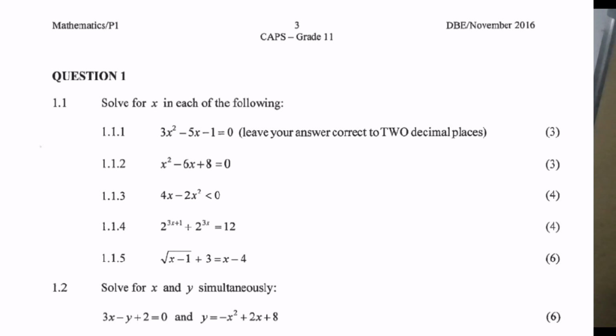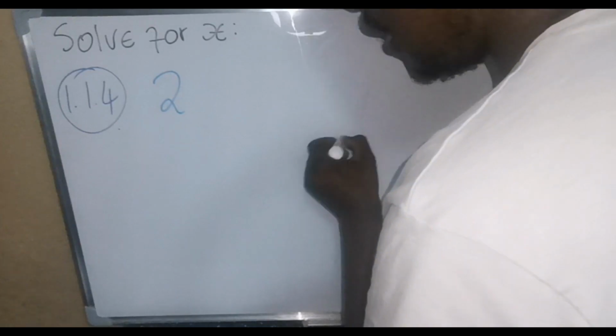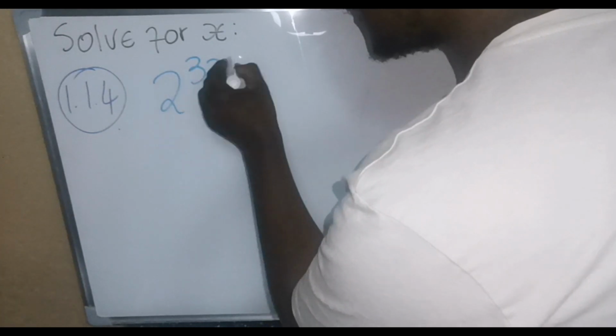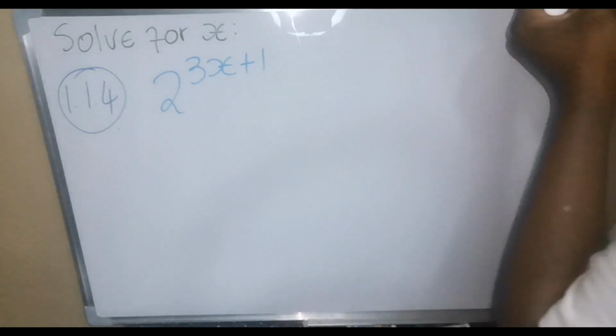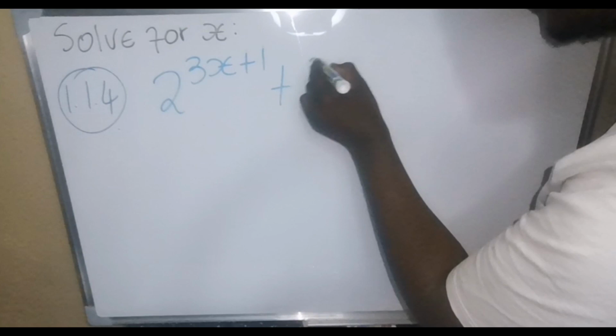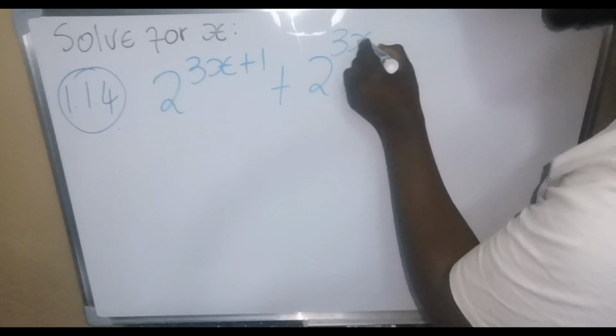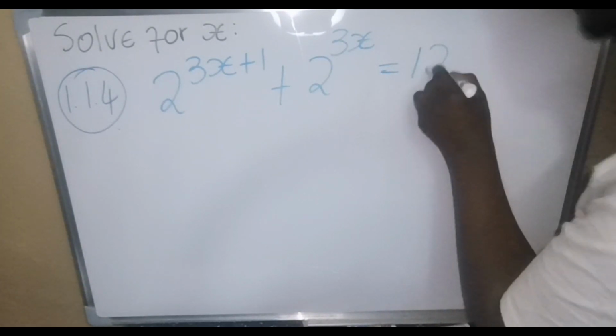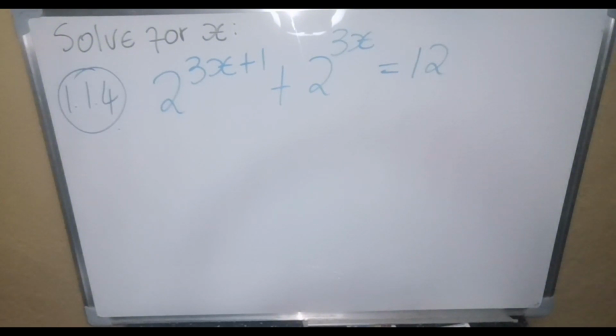1.1.4, we have got 2 to the power 3x plus 1, plus 2 to the power 3x, is equal to 12. Solve for x. In this case, solve for x.